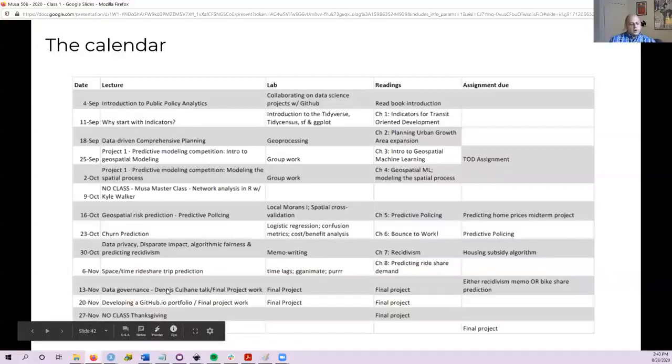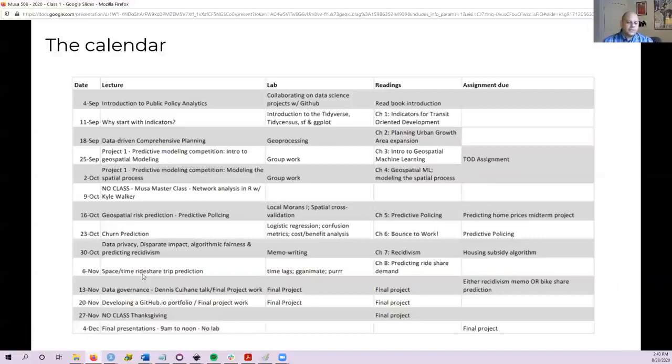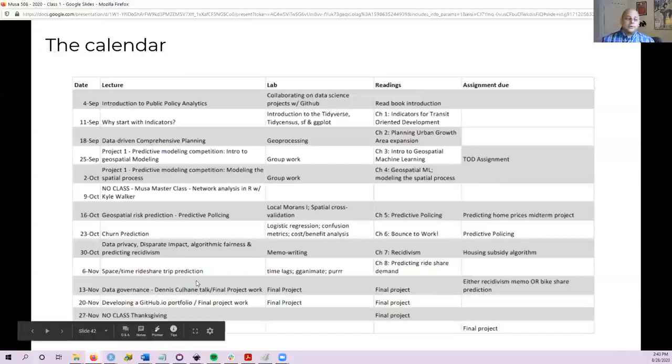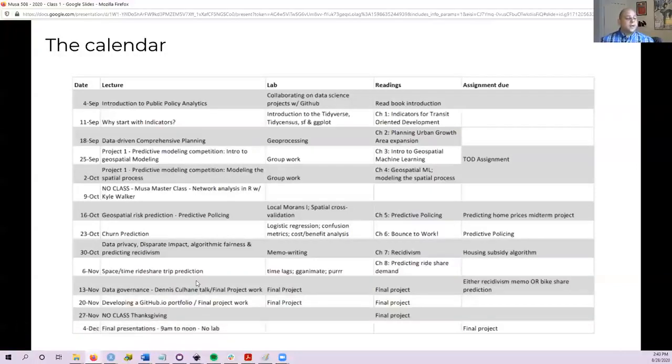I want to mention our other guest speaker is Dennis Colhane, who is a colleague of mine. Not only is he a world expert on the subject of homelessness, he was on 60 Minutes in December talking about homelessness, but he's also one of the foremost experts on governance, what we talked about at the very beginning in New York City, and specifically governance with very private data that governments collect about education records, about health records, etc. That's going to be a really great talk.